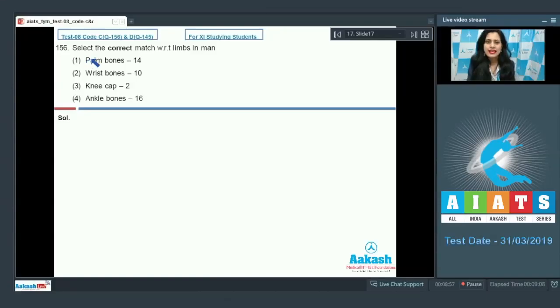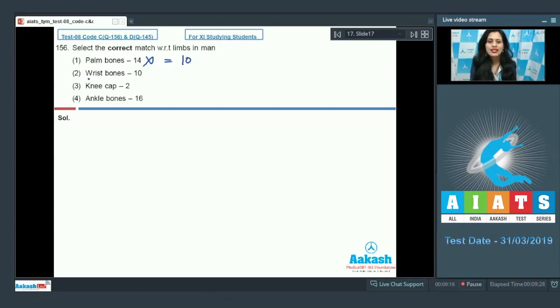Question number 156. Select the correct match with respect to limbs in man. The very first match given is palm bones, and the match is 14 in number. As it is an incorrect match, this cannot be a correct answer to our question, because palm bones, which are 5 in each forelimb, are 10 in number.